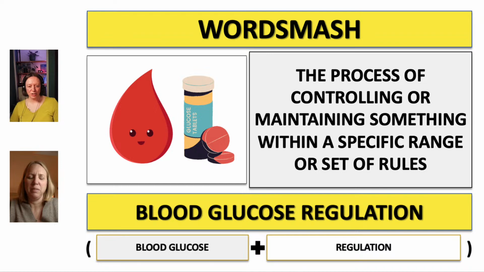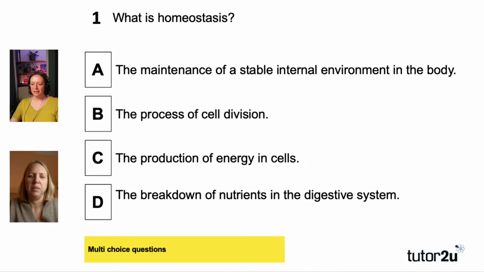It is blood glucose regulation. So that's a drop of blood, some glucose tablets, and then the definition of regulation. So thermoregulation or temperature regulation, fluid balance, blood glucose regulation, regulation of heart rate. Those are the things that you need to know about to answer questions on homeostasis in your exam. So let's move on. I think we have some MCQs now, Lynn.